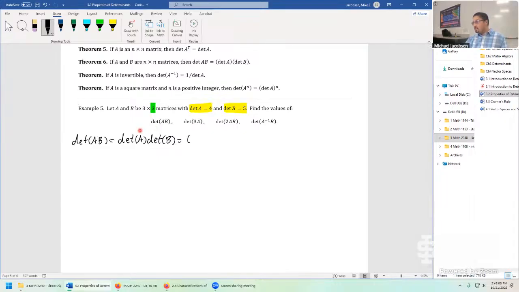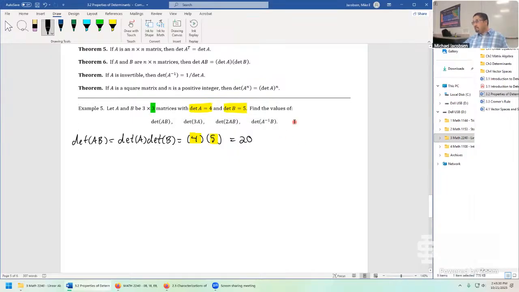Determinant of A came out as 4, so we'll just substitute that in. Determinant of B came out as a 5. At this stage, we're basically done. The product of the matrices determinant is 20. So that's kind of nice in a way.